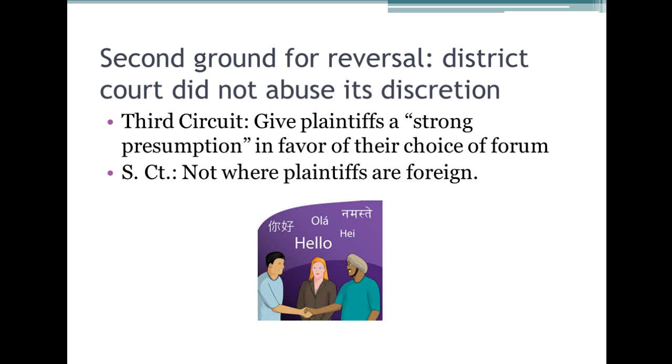whether the inconvenience of litigating in the plaintiff's chosen forum to the defendants is so out of proportion to any benefit to the plaintiffs that the motion should be granted. Normally, where you start in this analysis is that you give plaintiffs a strong presumption in favor of their choice of forum. Remember, we're not moving to dismiss because any of these things are wrong, and so the plaintiffs chose a proper forum, and we normally let them choose where they want to sue. So they normally get a strong presumption.